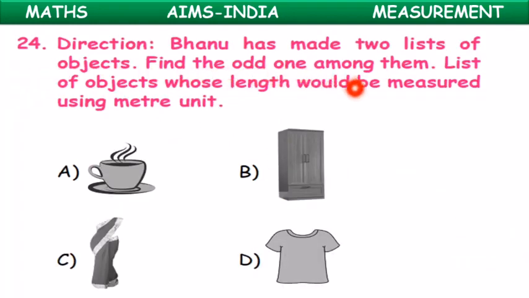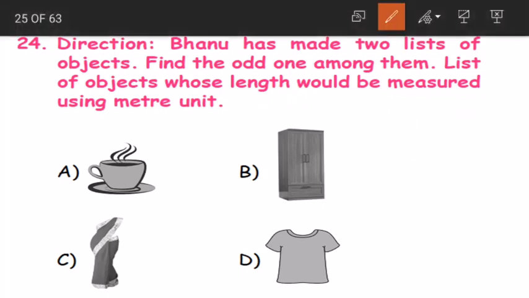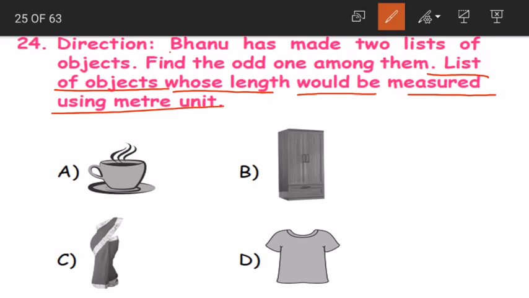Question 24. Bhanu has made 2 lists of objects. Find the odd one among them. List of objects whose length should be measured using meter unit. So what are they saying? Our Bhanu has made a list of objects whose length would be measured using meter unit. And the objects are coffee cup, a wardrobe or an almirah, cupboard, okay, a sari and a shirt.